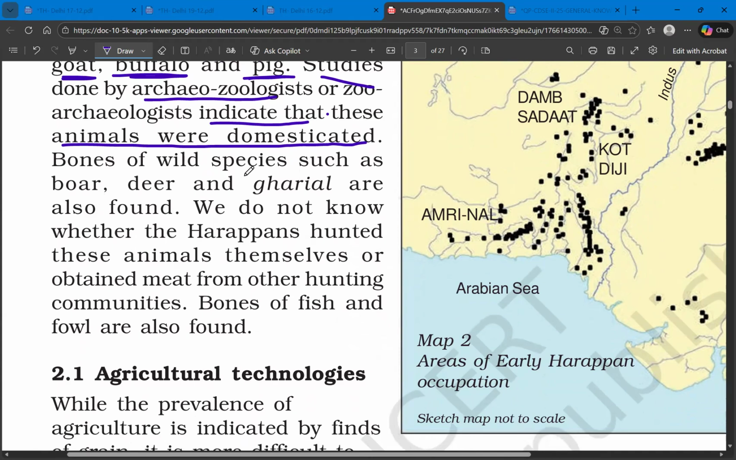Bones of wild species such as boar, deer, and gharial are also found. We do not know whether the Harappans hunted these animals themselves or obtained meat from other hunting communities. Although the animal bones have been found, there was no evidence to prove that Harappans themselves hunted these animals or borrowed them from hunting communities.